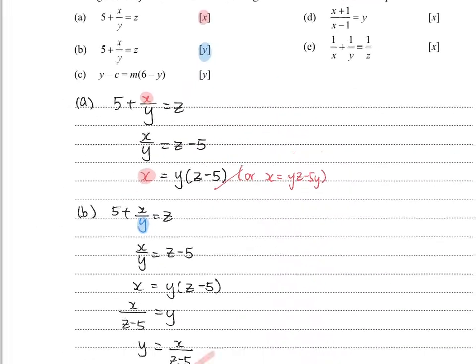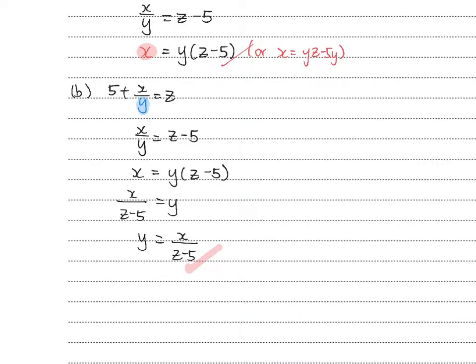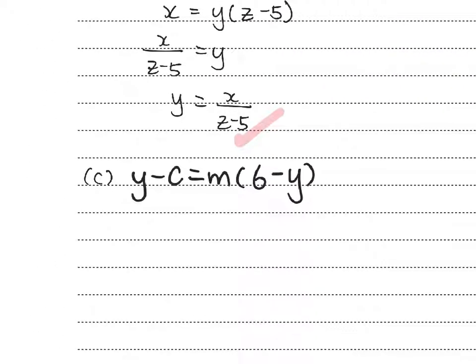Next question, question c. y minus c is equal to m times bracket 6 minus y. Let's copy it down first with black pen. y minus c is equal to m times (6 minus y). Okay, y is the subject. Let's highlight that. Oops, we got y on the left and y on the right hand side. On the right hand side we got m times (6 minus y). What can we do? We need to expand it.